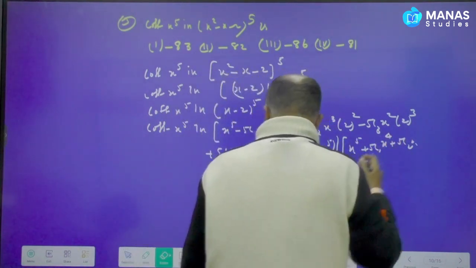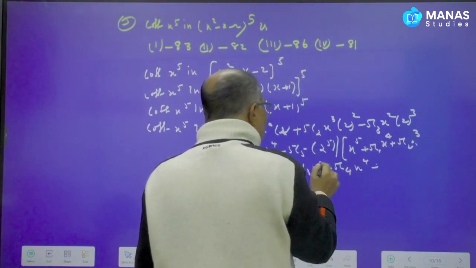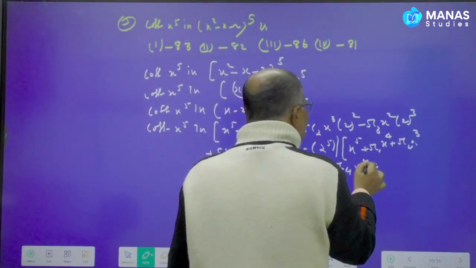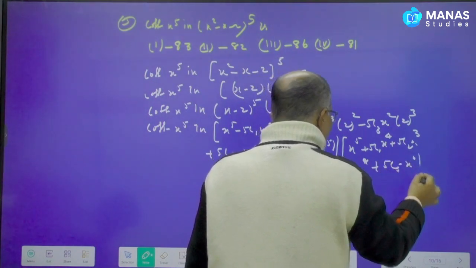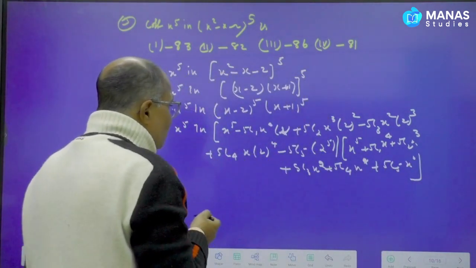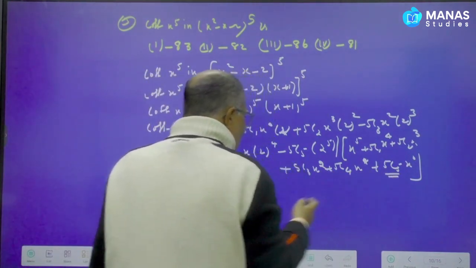X cube, this is x square, and this is x. And the last term is 5c5 x to the power 0. So the coefficient of x to the power 5: that means this multiplied by the last, that is 5c5.